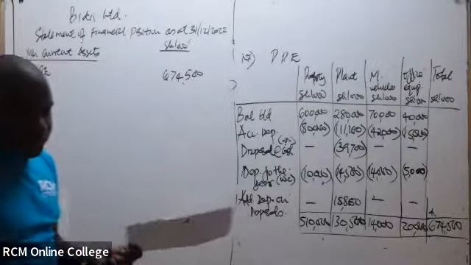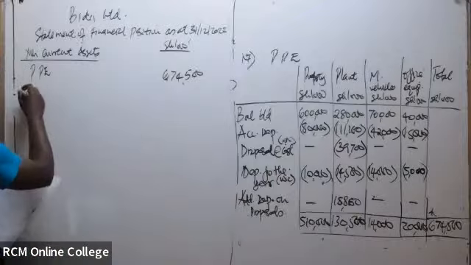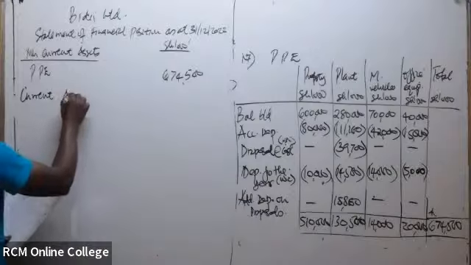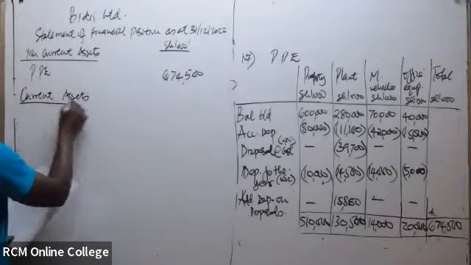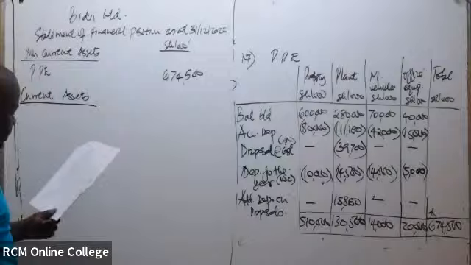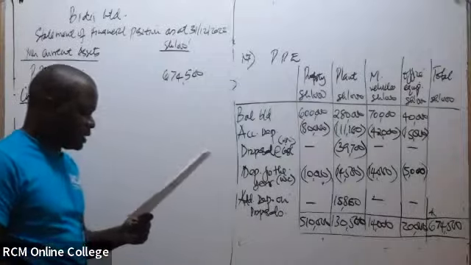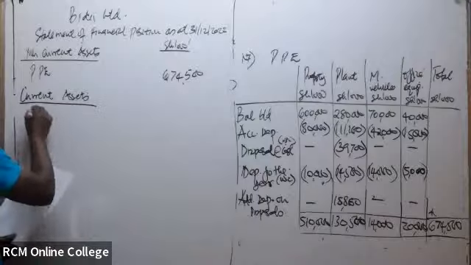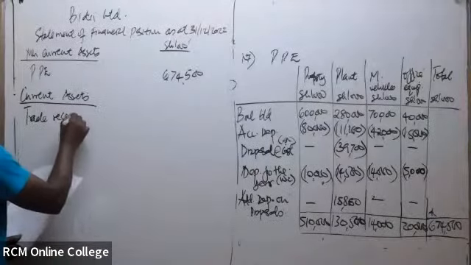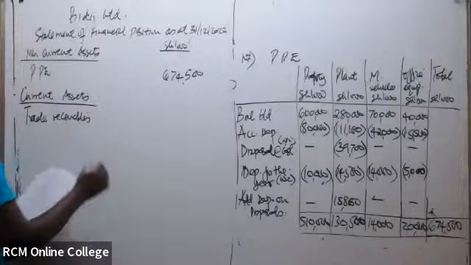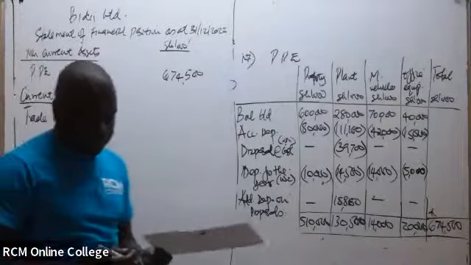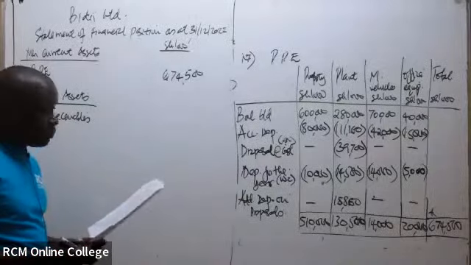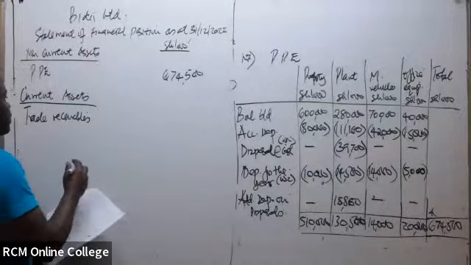Then in this case, we can go to the current assets. For the current assets, also check the debit side of the trial balance. In this case, we can see trade receivables of 74,500. So you have in this case trade receivables of 74,500.